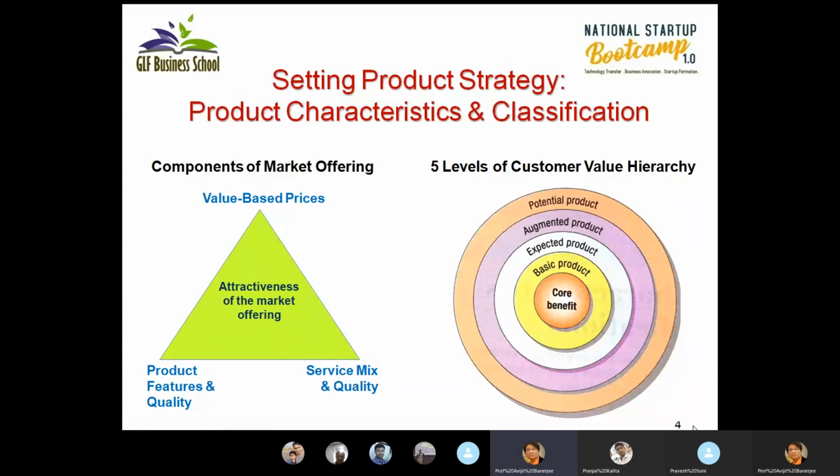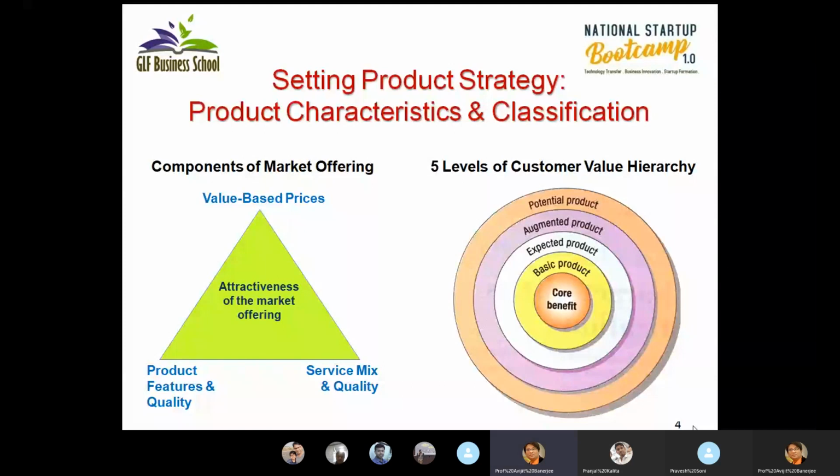Many people think a product is tangible, but a product is anything that can be offered to a market to satisfy a want or need, including physical goods, services, experiences, events, persons, places, properties, organizations, information, and even ideas. In planning the marketing offering, any startup firm needs to address 5 product levels. Each level adds more customer value and the 5 constitute a customer value hierarchy.